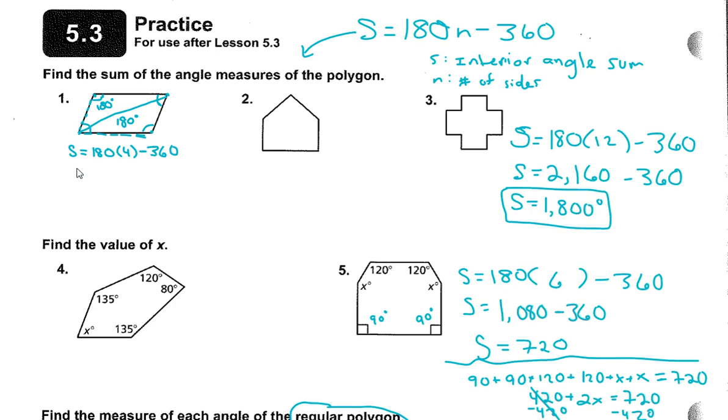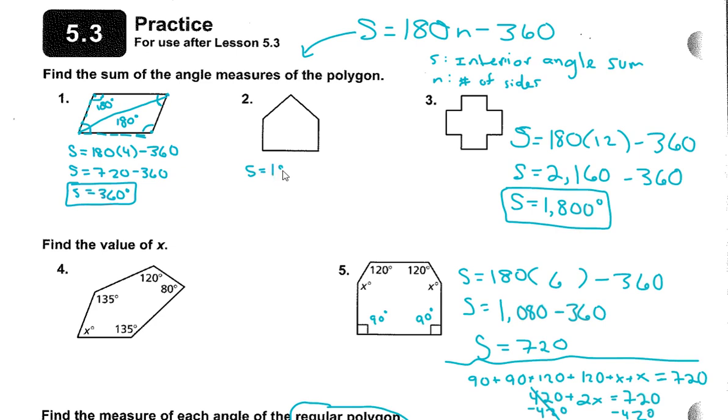All right, so let's go ahead and simplify on the right-hand side here. We get 180 times 4 is 720 minus 360, and in fact, that is 360. As I said, I knew I should get 360 degrees based on breaking this down into triangles, but please, please, please use the equation. All right, for this one, we have a five-sided polygon known as a pentagon.